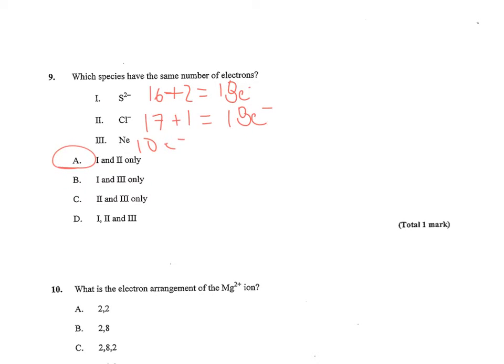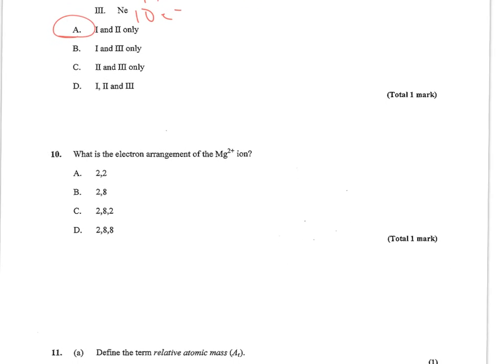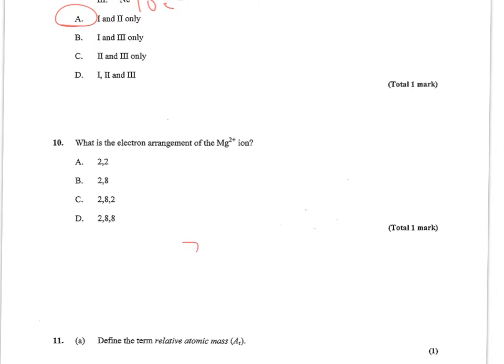Number 10 wants to know what's the electron arrangement of an Mg2+ ion. Well, remember, Mg, magnesium, is element number 12. So normally its arrangement would be 2, 8, and then 2 in that 3s orbital. But because it's picked up a +2 charge, these 2 electrons have been lost, and B would be the correct electron arrangement for an Mg2+ ion.